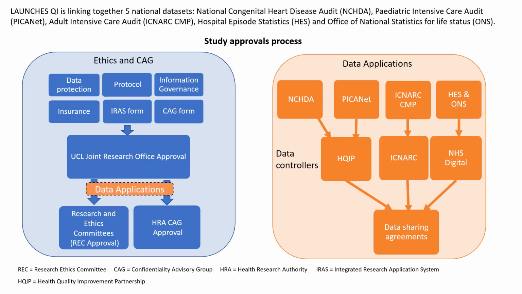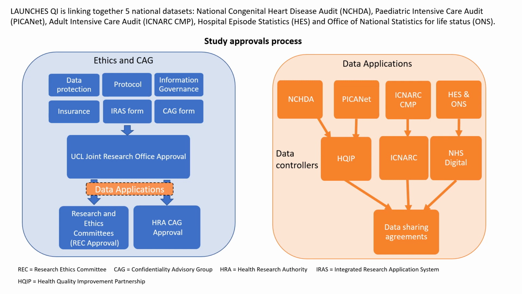Our core dataset is the National Congenital Heart Disease Audit, NCHDA, which defines a national population of patients who had undergone at least one procedure for congenital heart disease from April 2000 to March 2017. We wanted to link patients with records in NCHDA with any matching records in PICANET, ICNOC CMP, HES and ONS mortality data. These flow diagrams show the process involved.